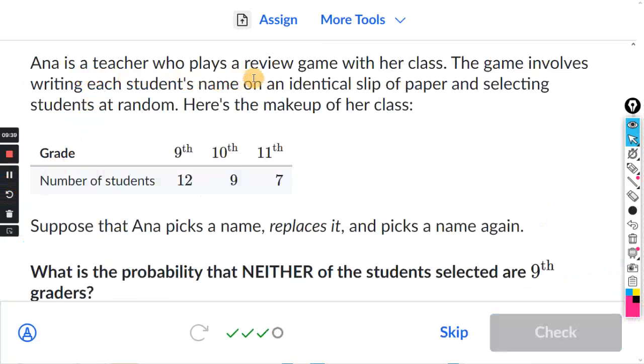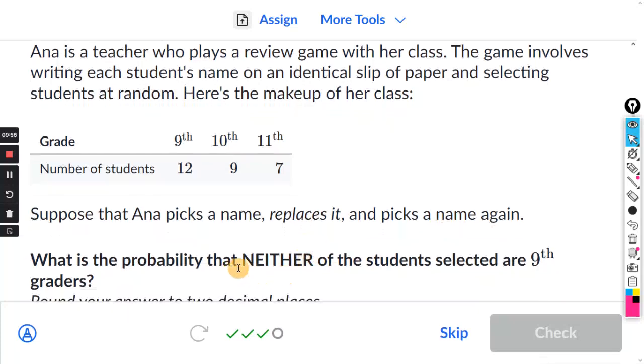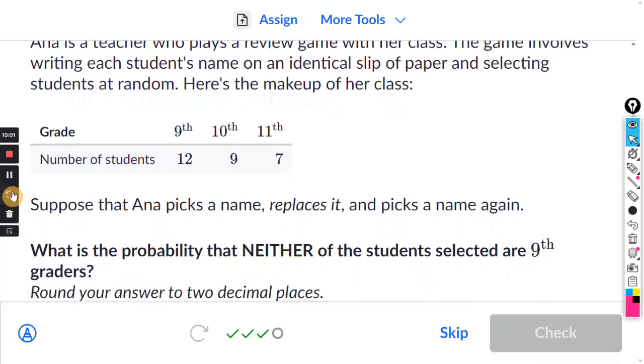Anna is a teacher who plays a review game. The game involves writing each student name on a slip of paper and selecting at random. All right, here's the makeup of the class, the grade level, and the number of students. Suppose Anna picks a name, replaces it, and picks a name again. What is the probability that neither of the students selected are ninth graders?